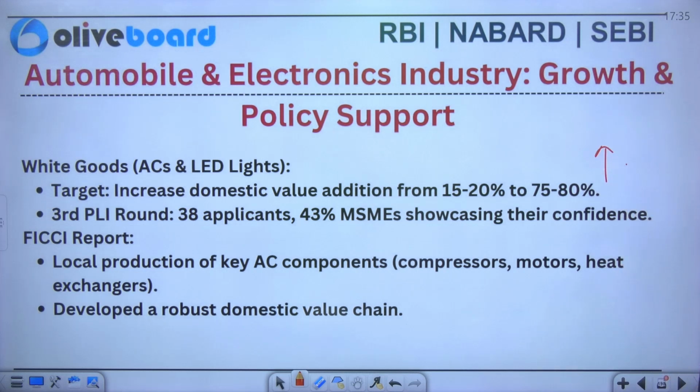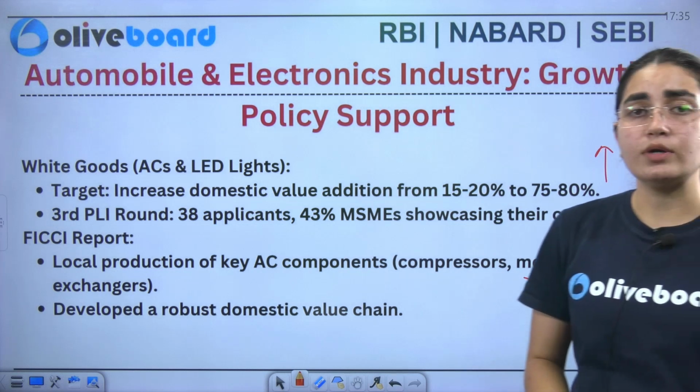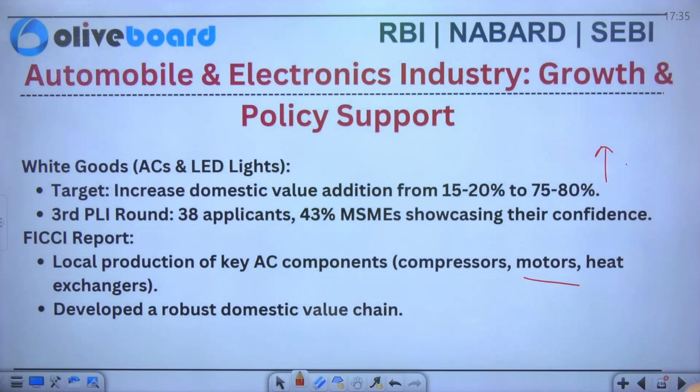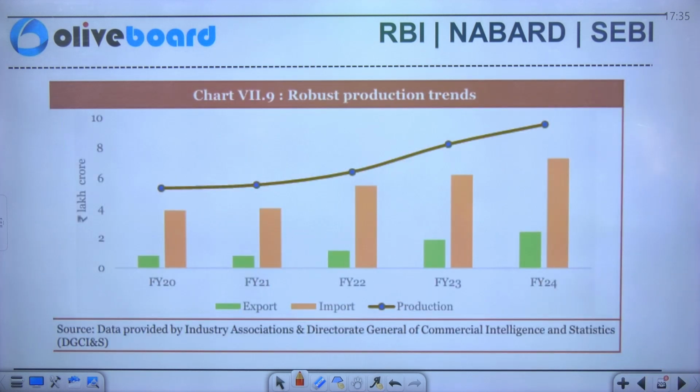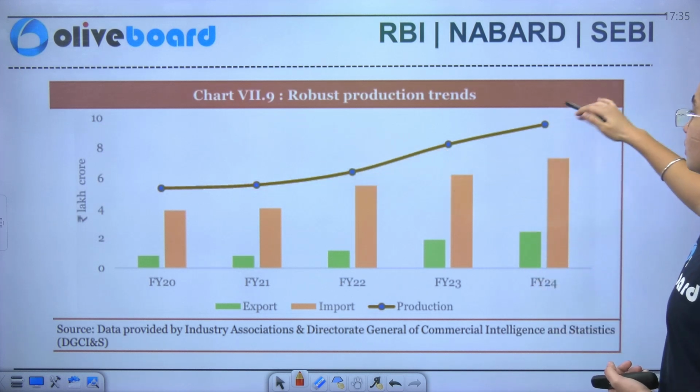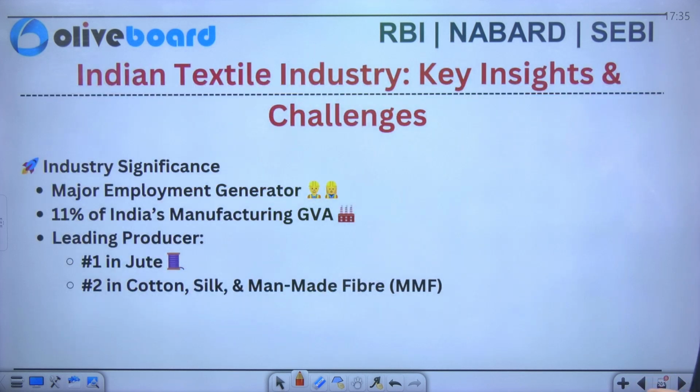Now the FICCI report says that local production of key AC components, like compressors, motors and heat exchangers, should be done by local producers only. Similarly, a robust domestic value chain should be developed. Now we'll see the chart that tells you about the situation. We can see an overall mixed growth trend in automobiles. Now we'll see the robust production trend. On the production trend, you can see that there has been a surge, you can see it by yourself.